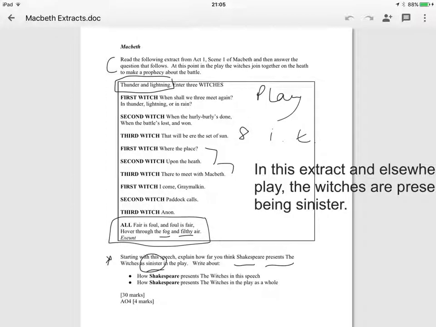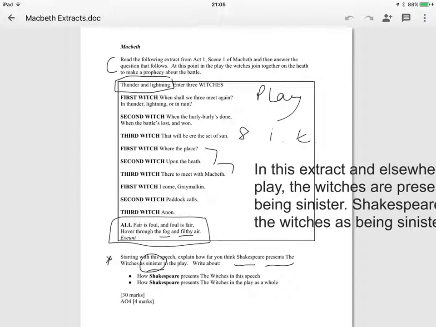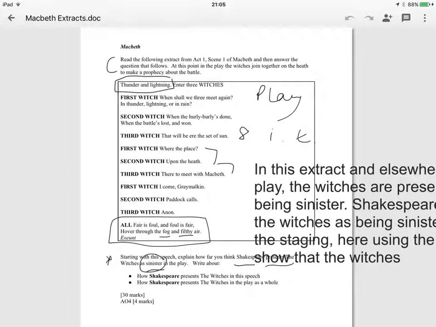Then you'd need to go a little bit further. You need to start zooming in on some evidence. So I think I'd say something like: Shakespeare presents the witches as being sinister through the staging, here using the weather to show that the witches' arrival is a bad omen.